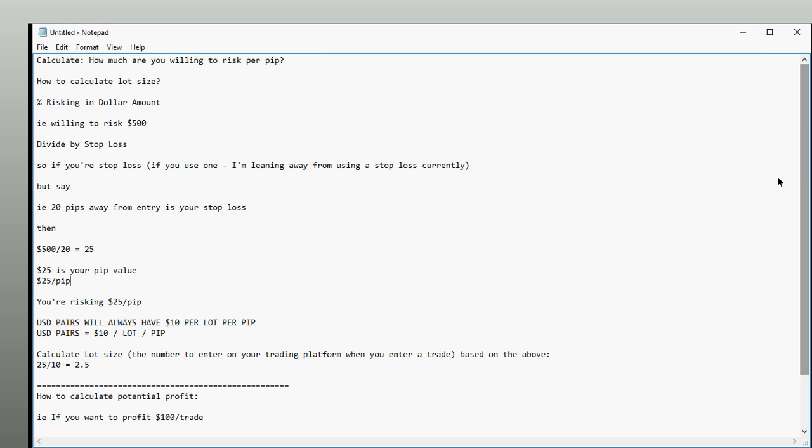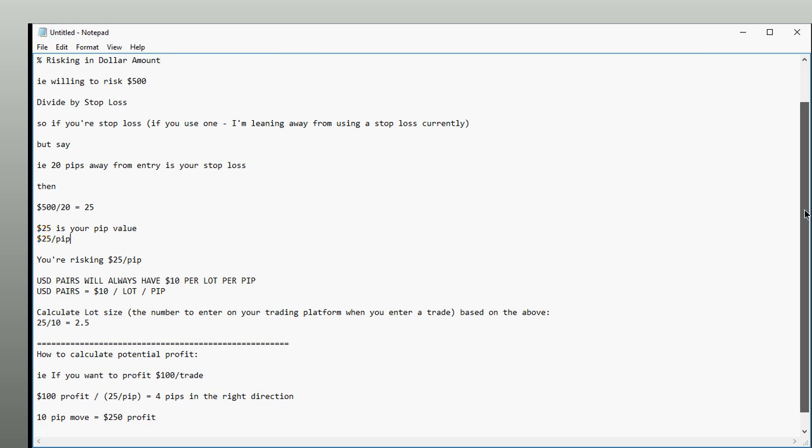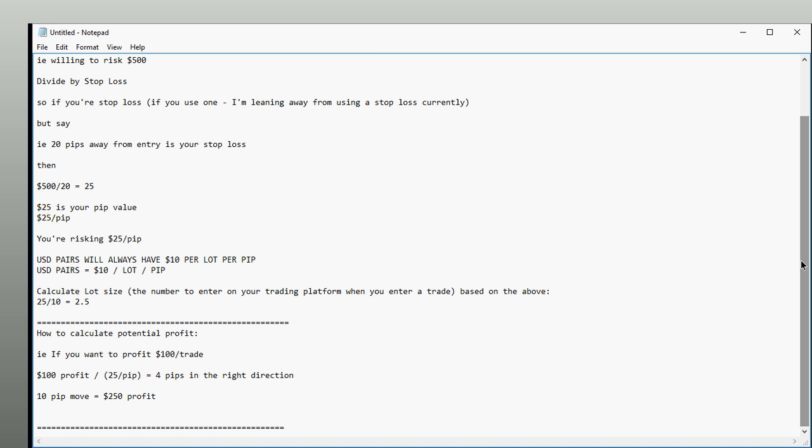Once you have your pip value, if you're trading with USD as your currency, then it's always going to be $10 per lot per pip. So you're going to divide the 25 by 10, which means your lot size is going to be 2.5. So 2.5 is going to be the number that you put in as you enter your trade.